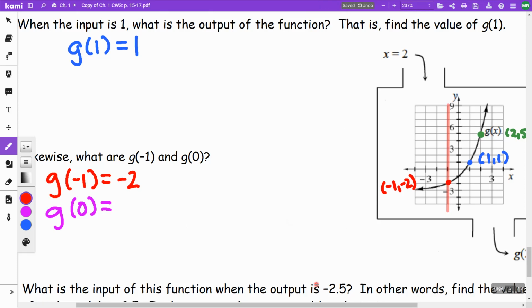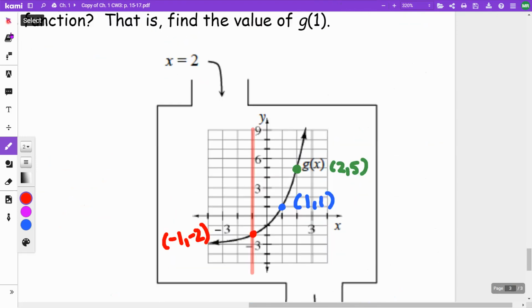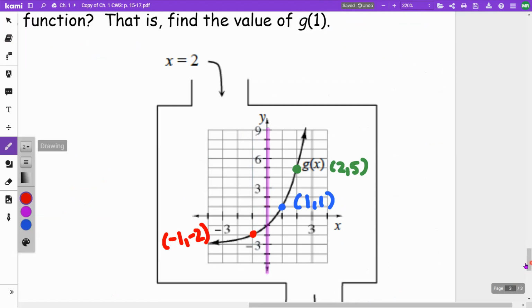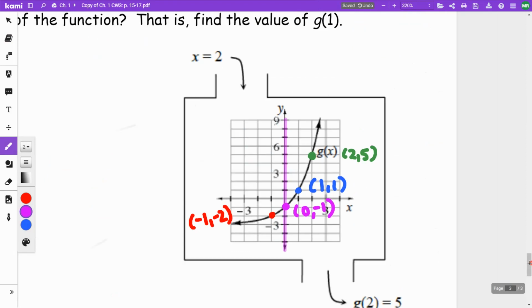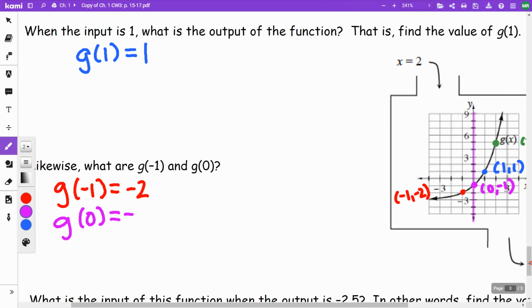Then we want g of 0. So I am going to move this line to where my x is 0. So my x is 0 right here, and you see that it hits right here. That's actually, again, going to be a y-intercept. So that's going to be 0, comma, -1. So when I'm trying to find g of 0, which means my x is 0, my output is -1.